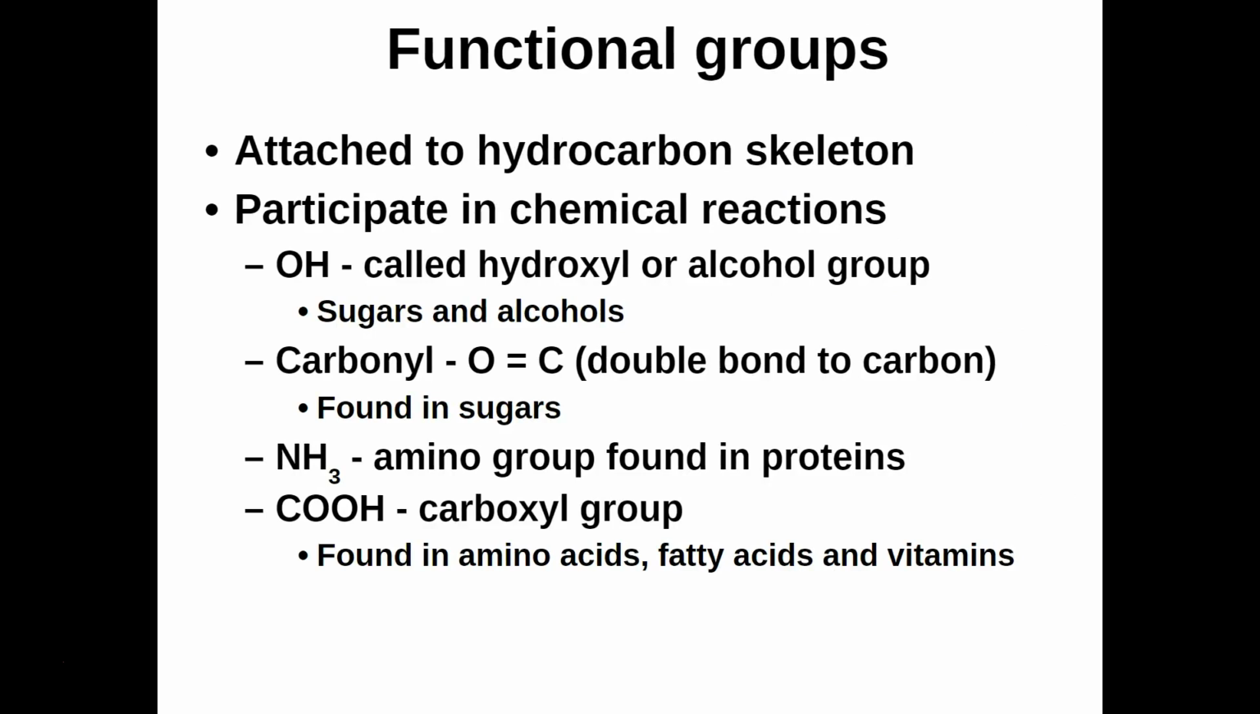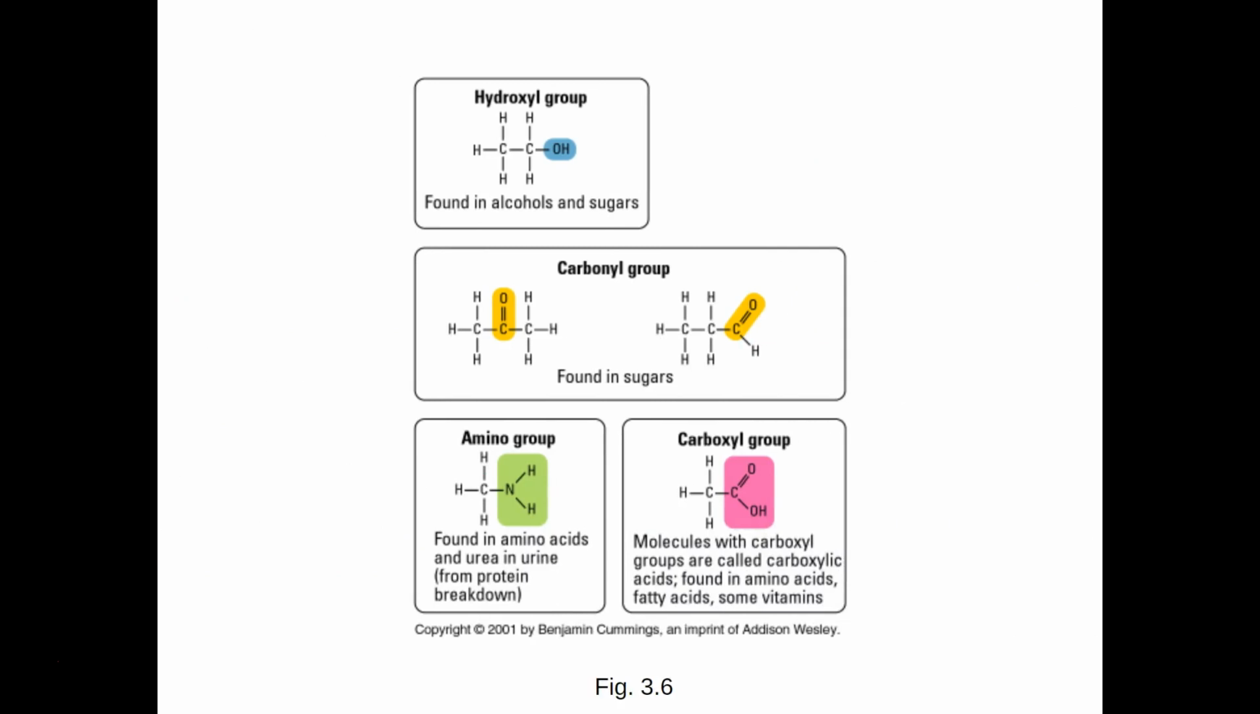So you also have functional groups. Functional groups are molecules which are attached to hydrocarbon skeletons, and these are things that are participating in chemical reactions. So you have things like a hydroxyl group, or a carbonyl group, or an amino group, or a carboxyl group. And these are all found in various carbon-based molecules that you'll find. So here is just a picture of a few of these things. You got your hydroxyl groups, your carbonyl groups, which is this carbon double bonded to an oxygen, this amino group, which is the nitrogen, and your carboxyl group with it, which is a C double bond O single bond OH.